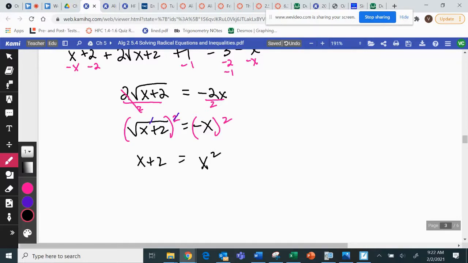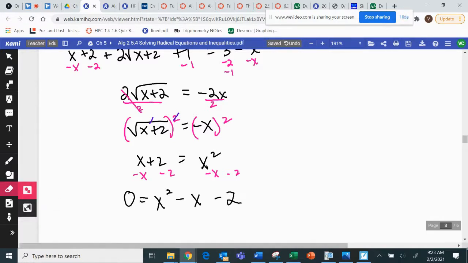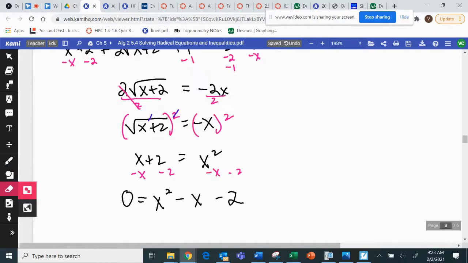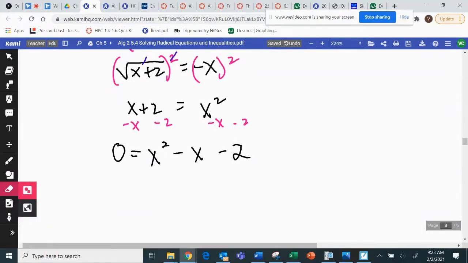And we're not done yet, because now we're going to solve for x. All the square roots are gone. Now I'm going to get all the x's on one side. And since there's an x squared, I'm going to try to do factoring first. So I make it equal to 0. I get x squared minus x minus 2.